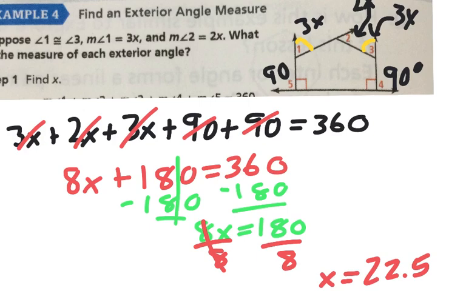Okay, is the question, what is x? No. The question is, what is the measure of each exterior angle? Which means I'm going to take 22.5, plug it in for x, and find all of these exterior angles.